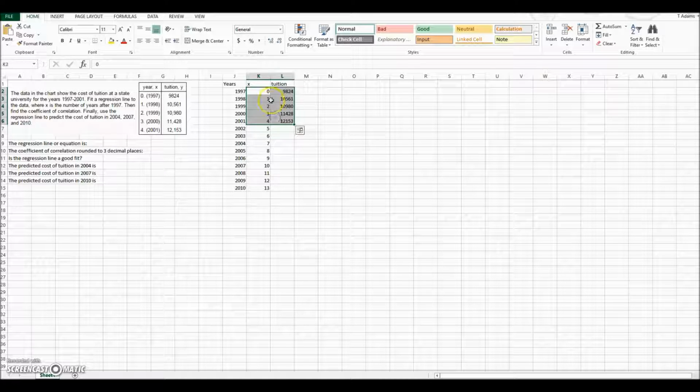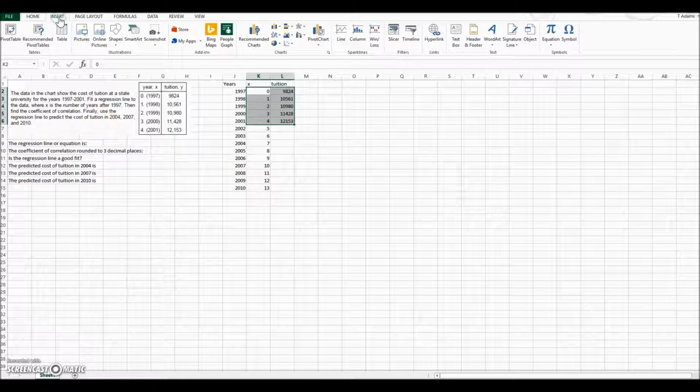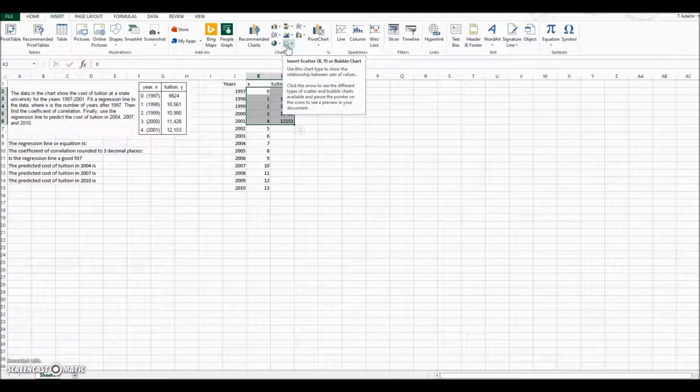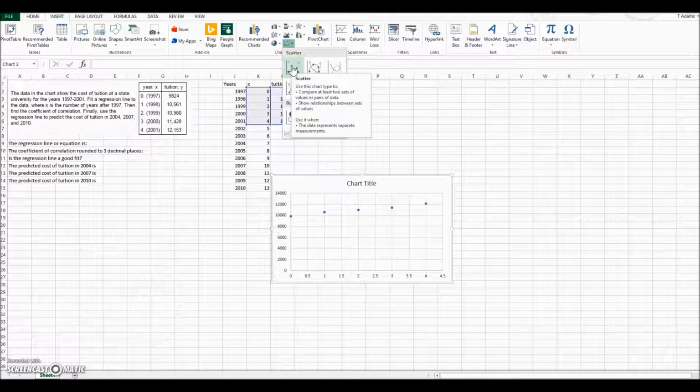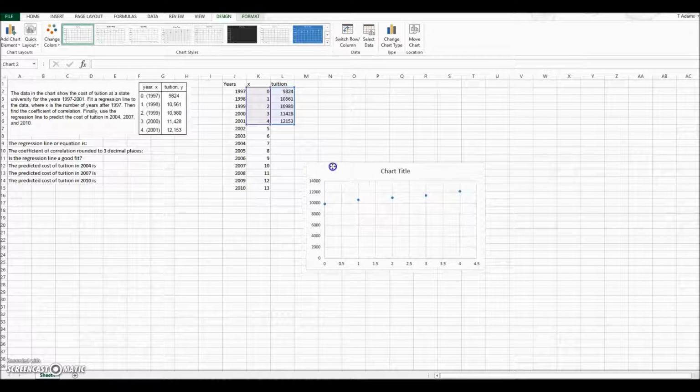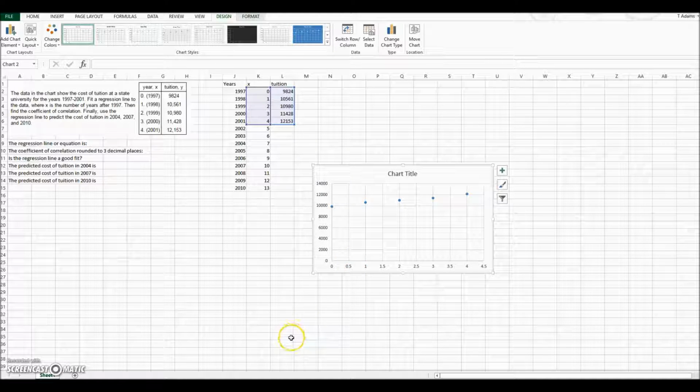So I'm going to highlight the cells that have the data, our X for the year and the Y value for the tuition. Here on the ribbon, under the Insert tab in the category of charts, I'm going to choose the scatter chart, and I'm going to choose that top choice there, and I'm going to drag this over just a little bit so it's out of the way. For a regression line equation to be appropriate, our data needs to follow basically something that looks linear, and it does look like it's basically following a straight pattern. If this was a curve to our points, it wouldn't be appropriate, but we're good to go.